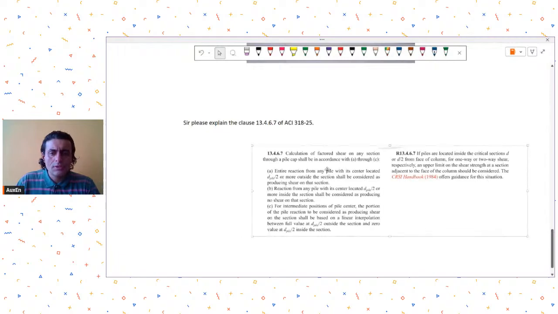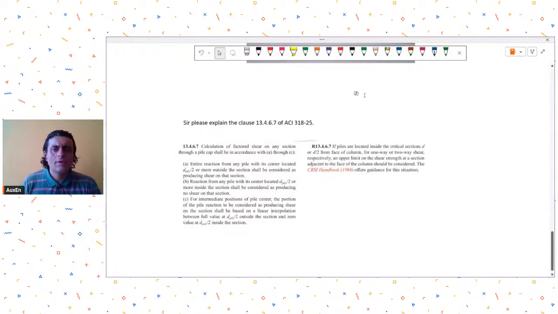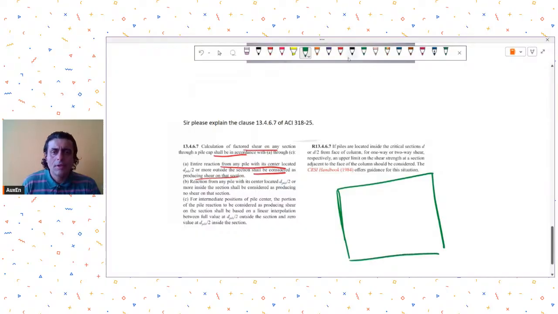So this is the clause from ACI 318-25. Calculation of factored shear on any section through pile cap. Entire reaction from any pile with its center located d/2 or more outside the section shall be considered as producing shear on that section. Entire reaction. So let's say this is my pile cap, the green thing is the pile cap, and the red items are my piles. I have tried to draw a 4 pile cap.